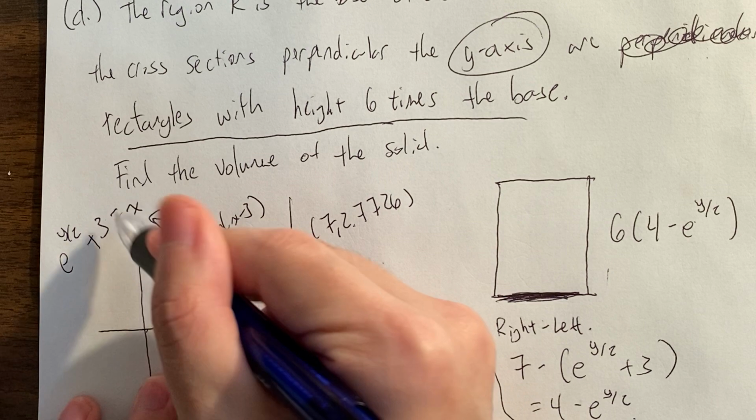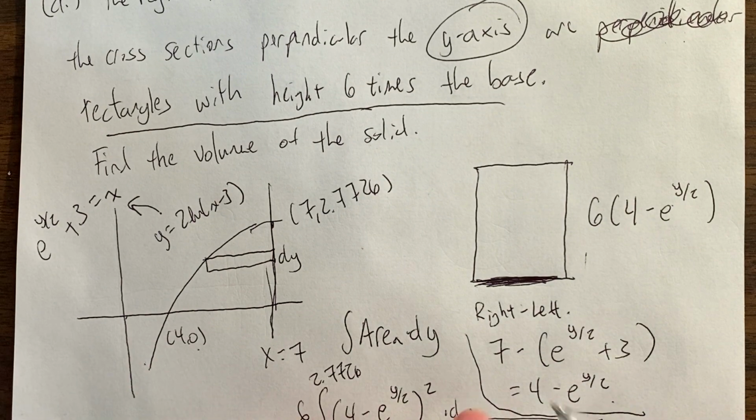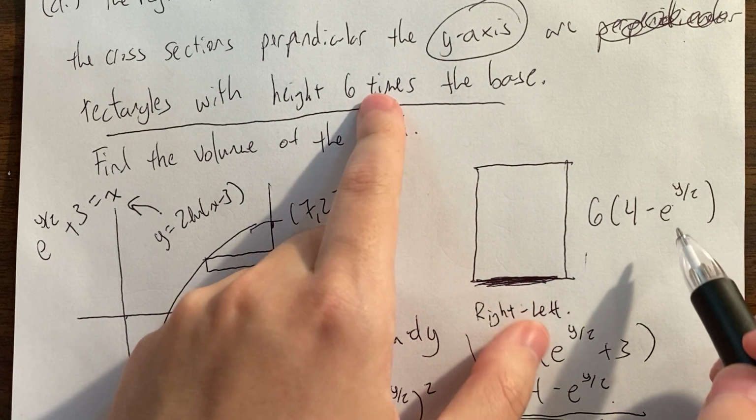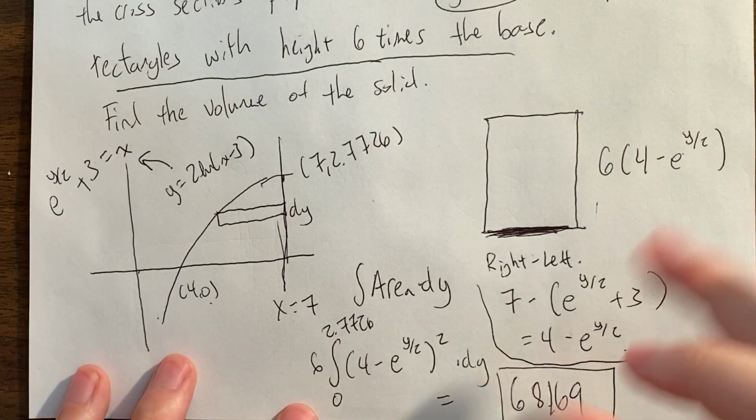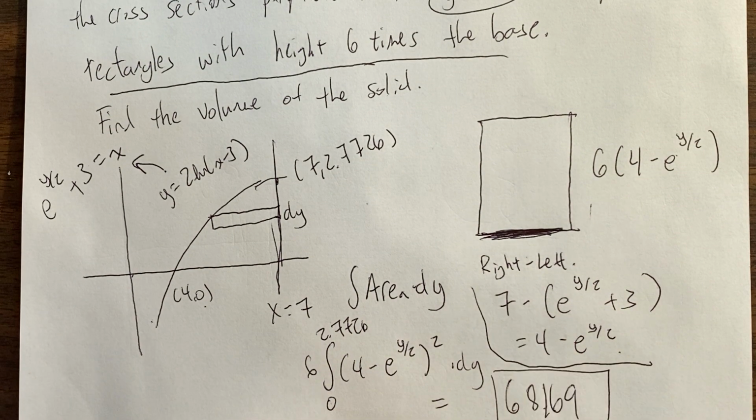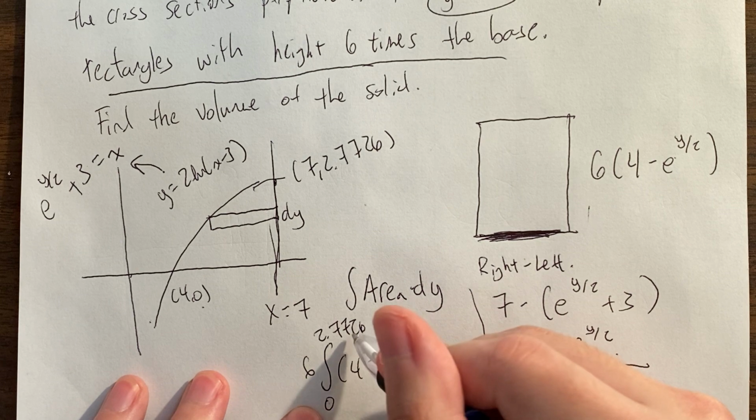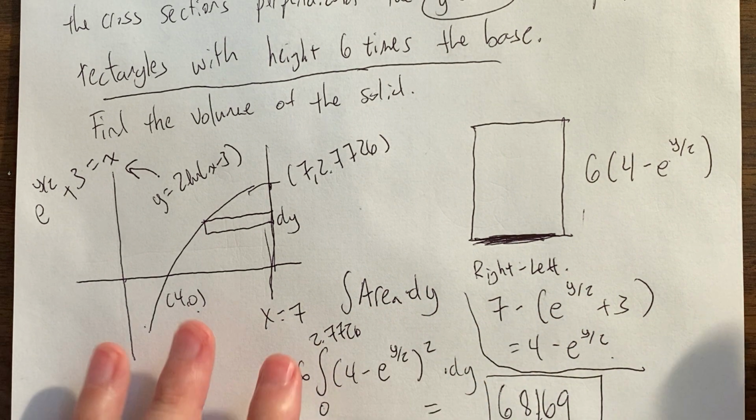Again, you have to change everything to be in terms of y's. So we did right minus left. The base, the height happened to be 6 times the base, not too bad. And then we integrated the area of the shape with remembering that we should go to y coordinates because everything has to be in terms of y's.